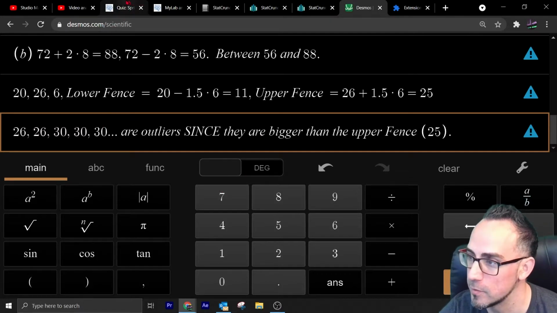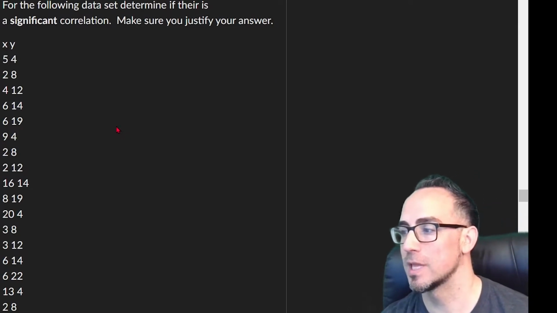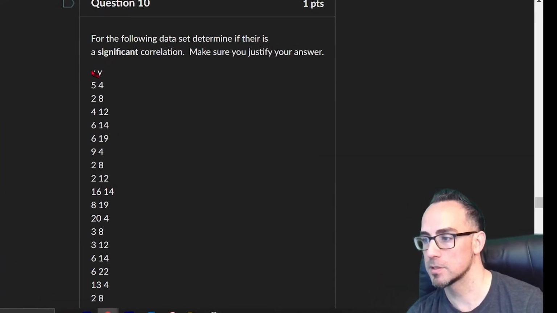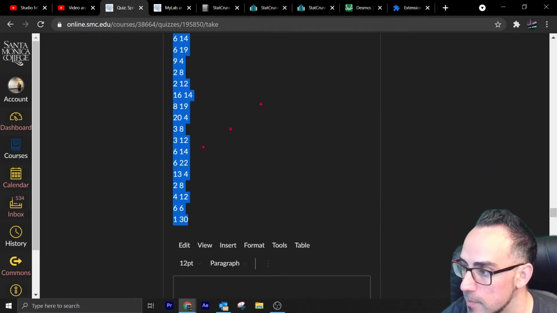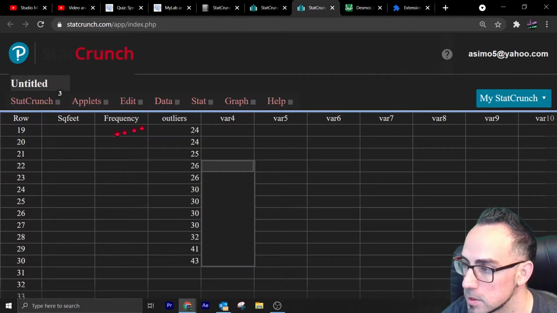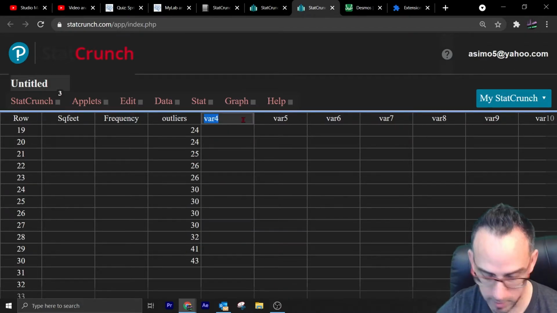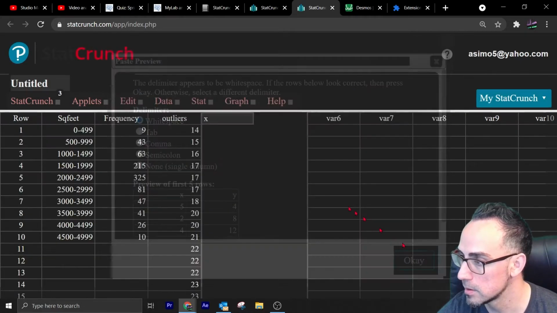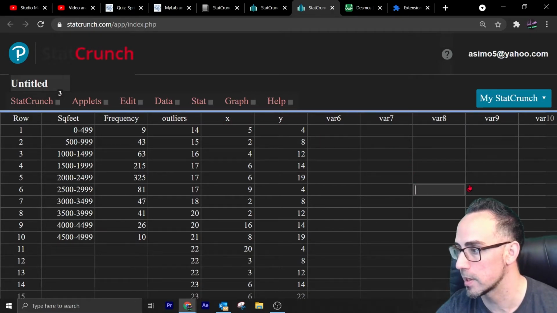All right, moving on. For the following data set, determine if there is a significant correlation. Make sure you justify your answer. Okay, let's try it. Let's grab the data. We'll press copy. Put it right on this page. We can ignore all this stuff here. So we only have X and Y. We're worried about X and Y.